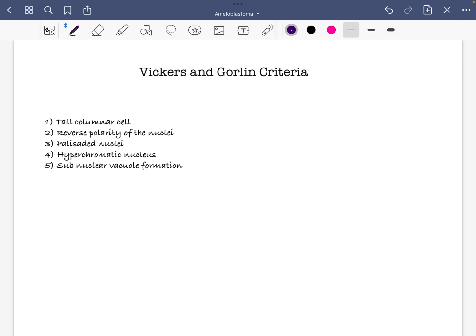Before discussing the histological pattern, I want to discuss Vickers and Gorlin's criteria. What is Vickers and Gorlin criteria? According to Vickers and Gorlin, if you want to differentiate between neoplastic and non-neoplastic lesions, these 5 features must be present. How do you tell if it's a neoplasia or not? Based on these 5 features.